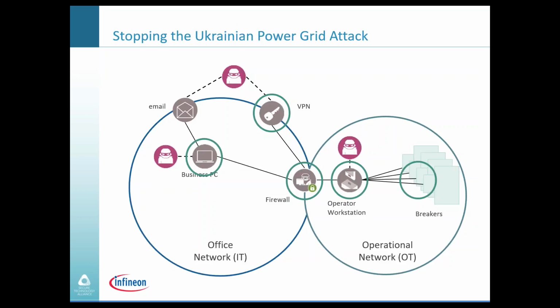Next slide. If we look back at the Ukrainian power grid, how could these defenses have helped us? Well, in the first place, the business PC, the credentials that would be used there would be cryptographic credentials, not passwords. And if stored in hardware, could not be stolen by the attacker, so they would be unable to get in through the VPN or through the firewall because they would not have the hardware token needed. In addition, vulnerabilities on the operator workstation can be mitigated with hardware security, and likewise in the breakers. You have to make sure that you keep these things well protected.